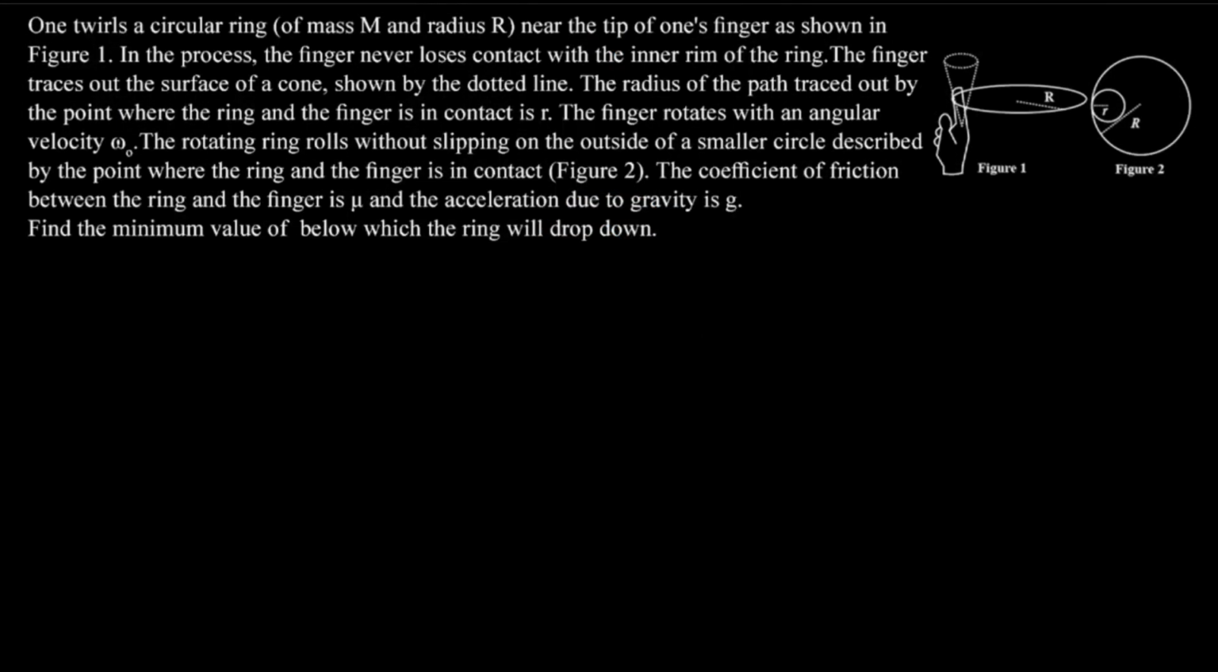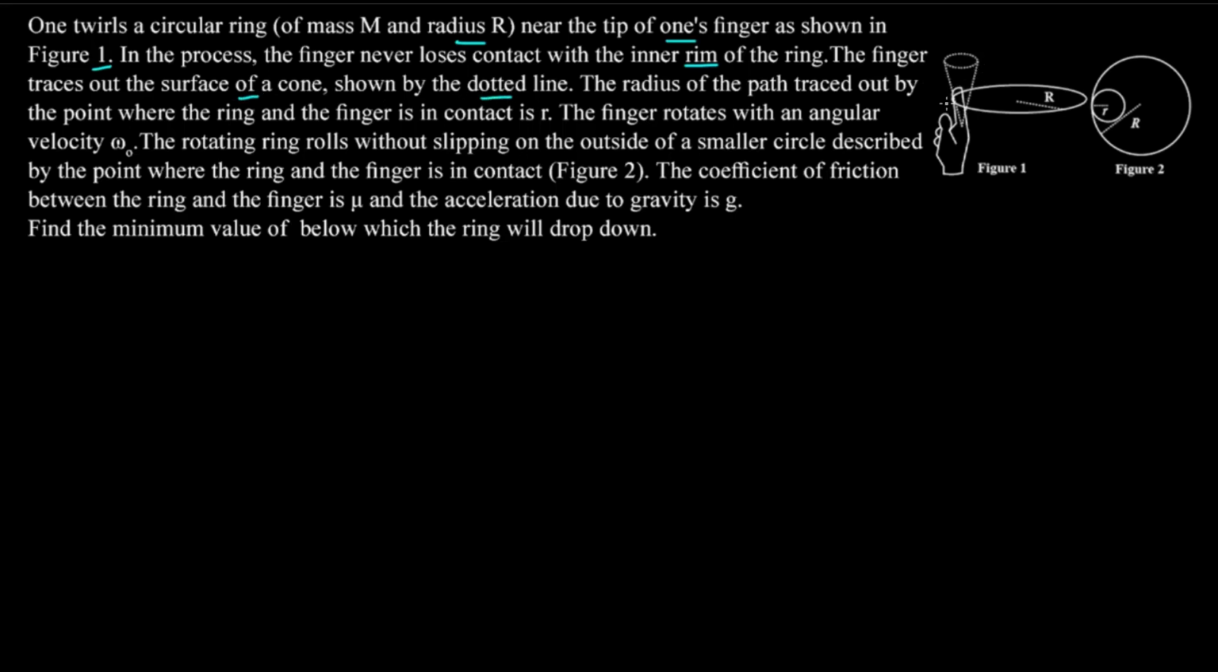Okay, let us solve this problem on rotation. The problem is: one twirls a circular ring of mass m and radius R near the tip of one's finger, as shown in figure 1. So here this guy is twirling this circular ring at the tip of the finger, and the finger never loses contact with the inner rim of the ring, and the finger traces out the surface of a cone as shown by the dotted line.